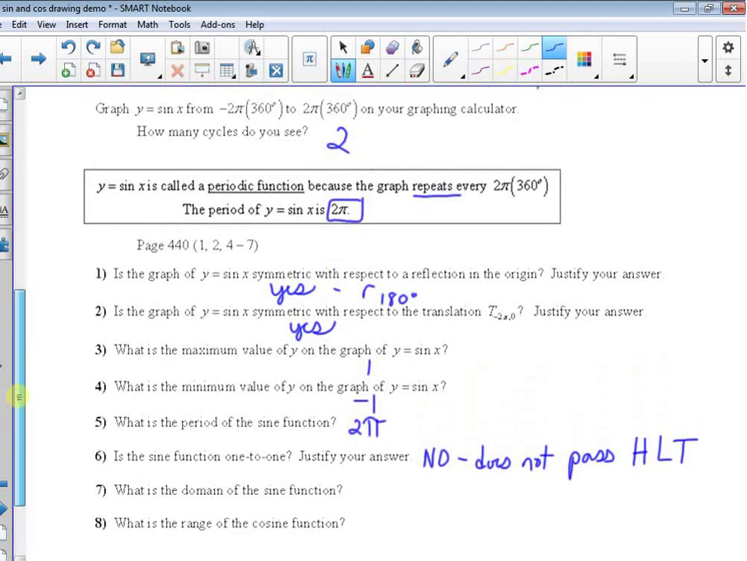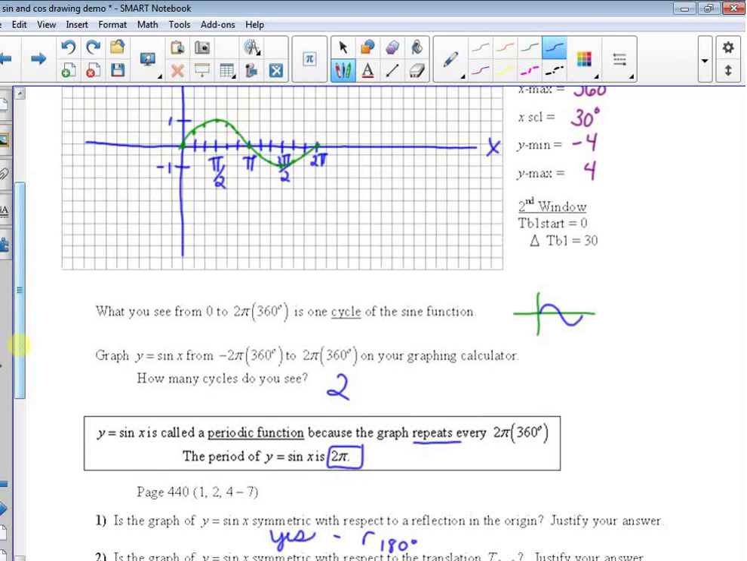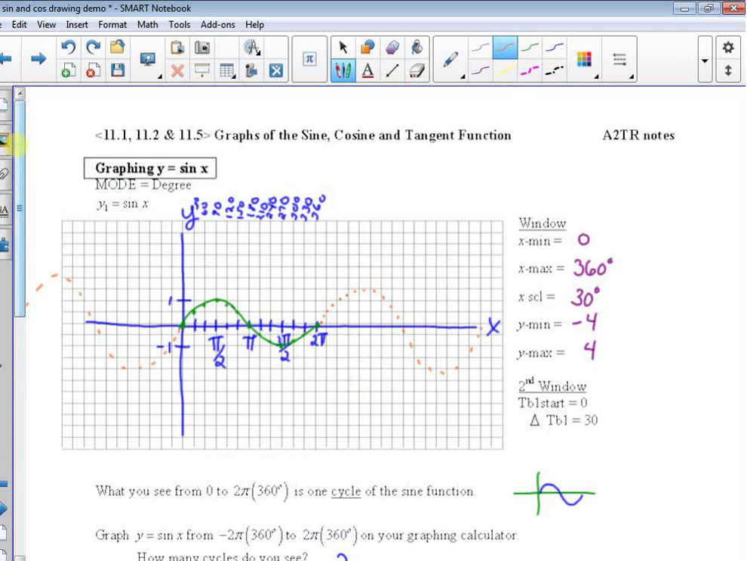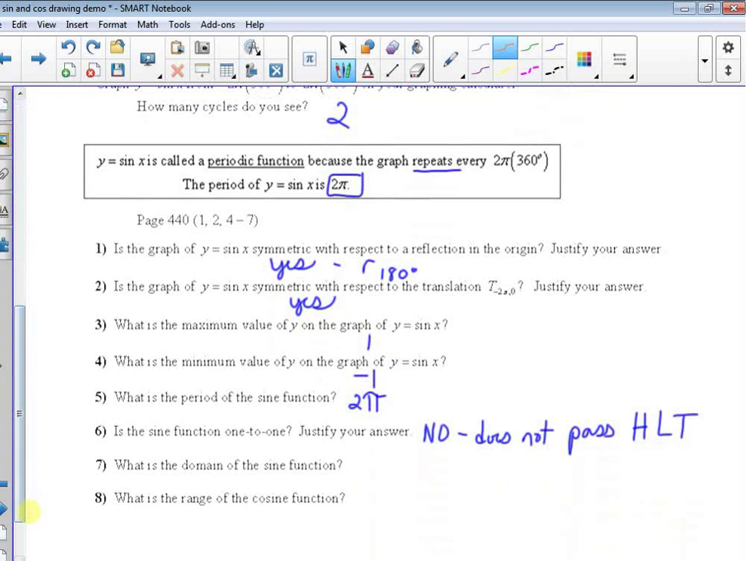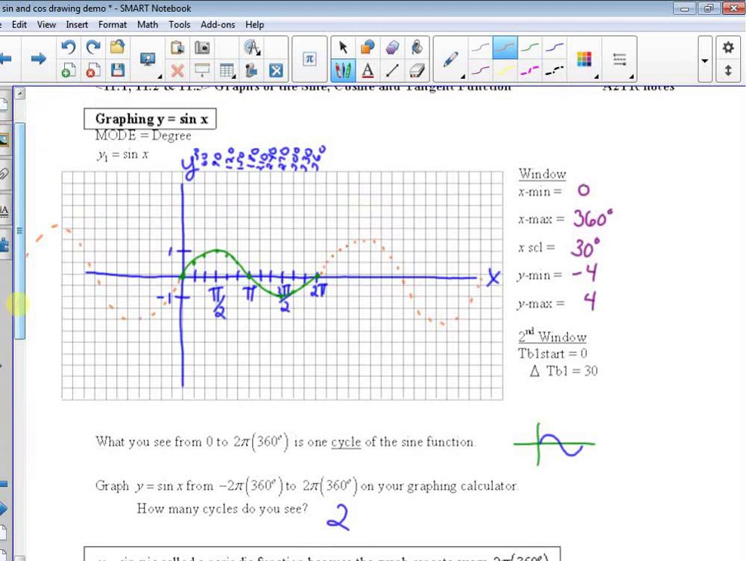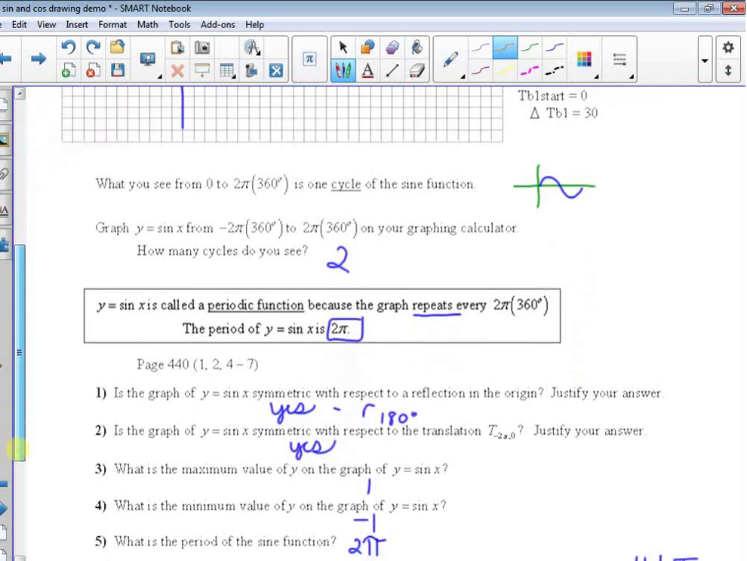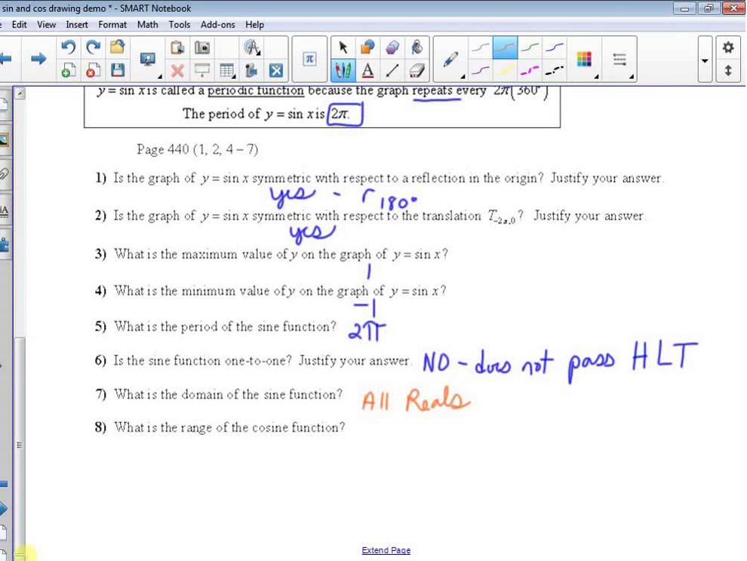What's the domain of the sine function? This cycle is just going to keep going on and on and on, so it's all reals. What is the range? If you look at the y-coordinates, they only go from negative 1 to 1. I dipped this accidentally a little below and above that, but it should vary from negative 1 to 1.